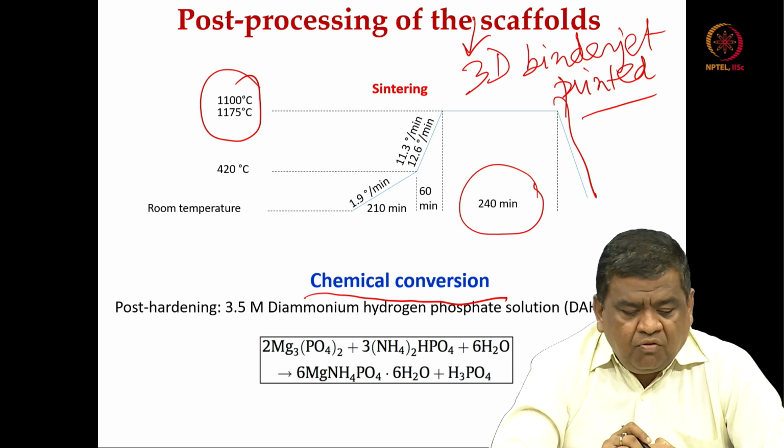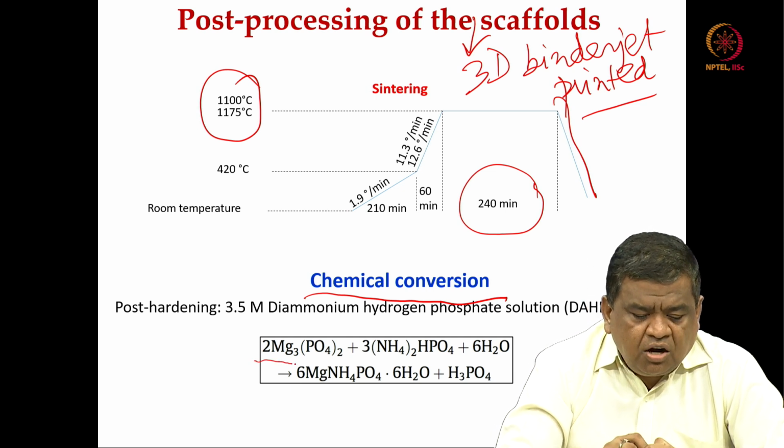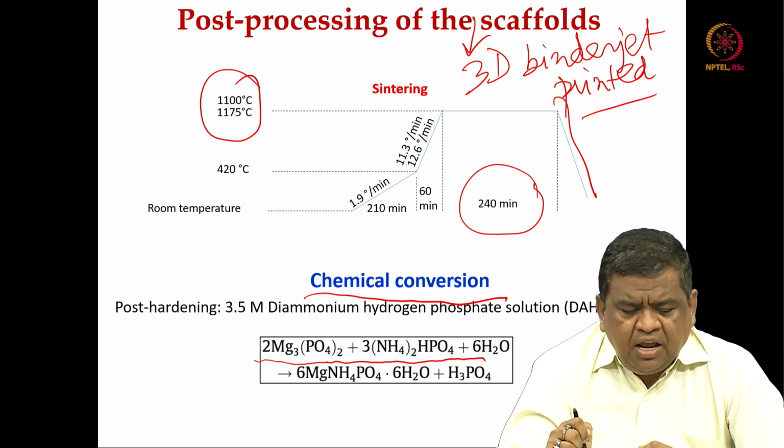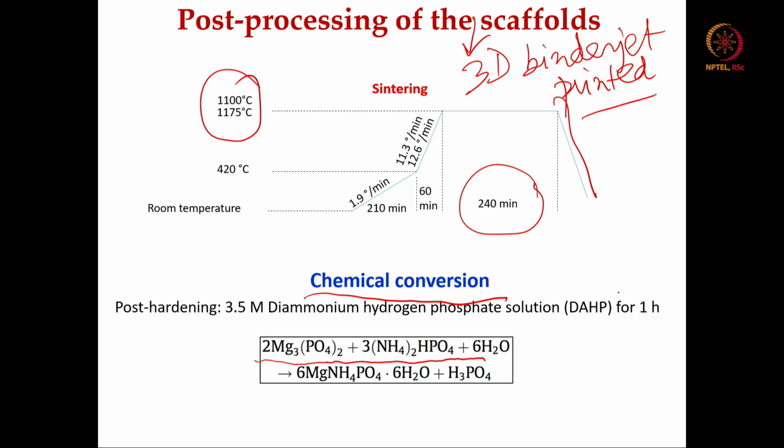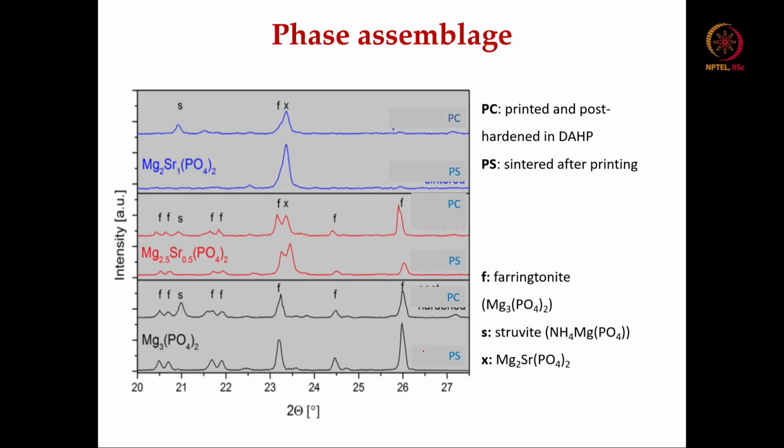essentially it cures the materials, or converts them to a more stable phase. For example, we started with the salt magnesium phosphate or ammonium hydrogen biphosphate H2O. Then if you post harden these materials with 3.5 mole% diammonium hydrogen phosphate solution, you get this particular diammonium hydrogen phosphate solution and phosphoric acid.